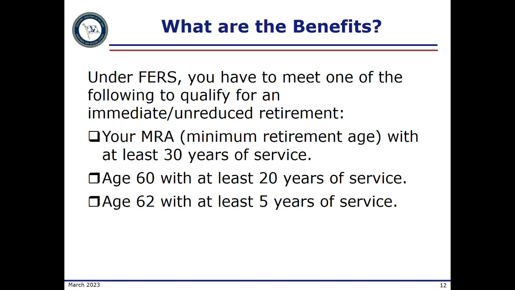Under the FERS retirement system, you must meet one of the following to qualify for an immediate unreduced retirement. So again, we're only talking about an immediate unreduced FERS retirement right now. You meet the minimum retirement age with 30 years of service. The minimum retirement age can range from age 55 to 57, depending when you were born. You are at age 60 with 20 years of service, or you are at age 62 with at least 5 years of service.